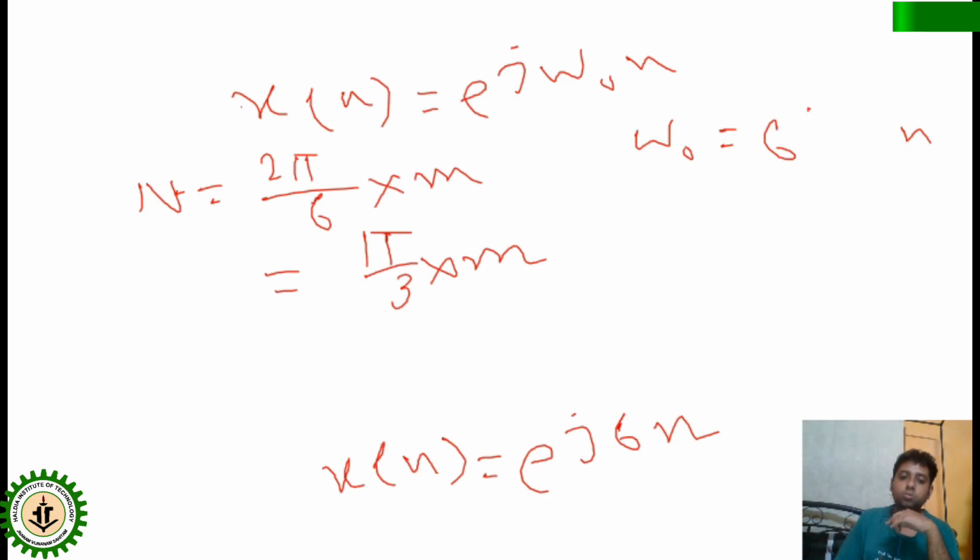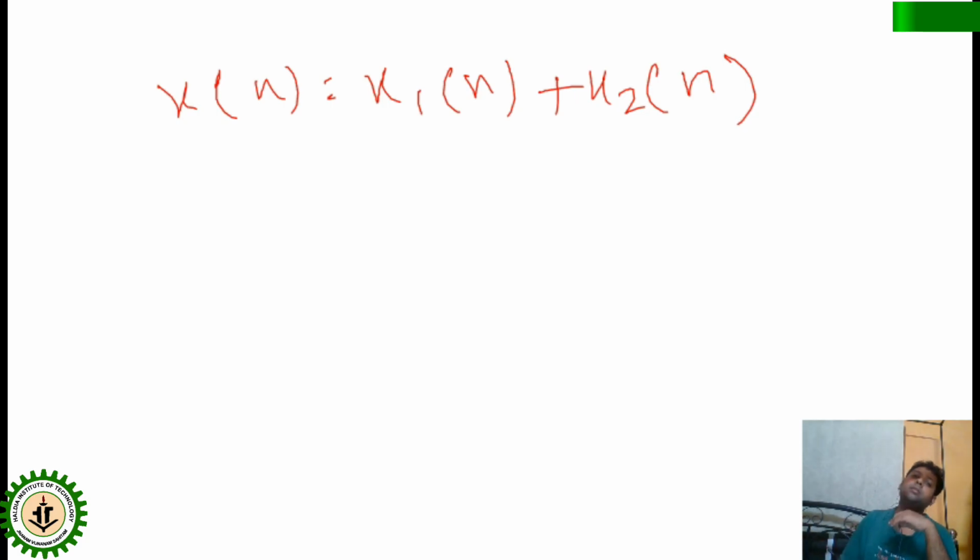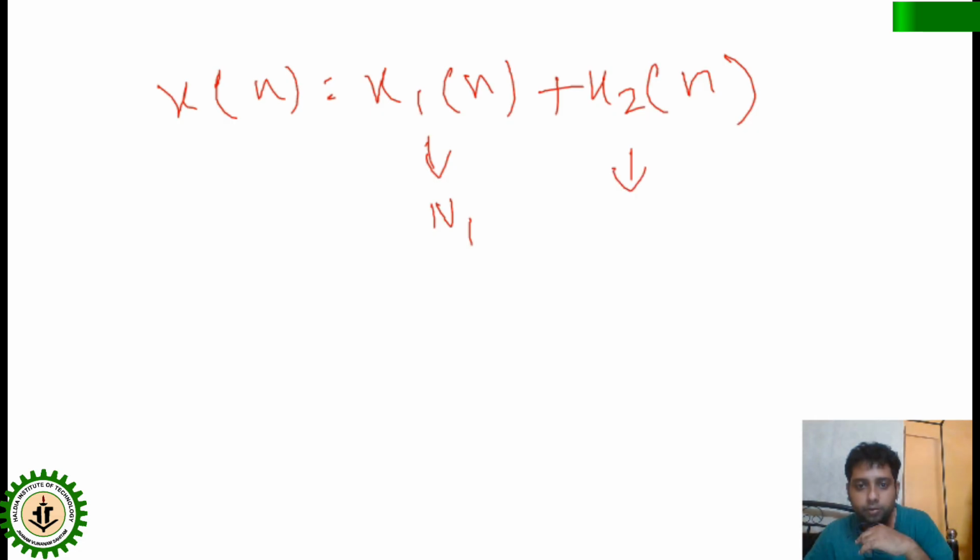Now we will study another numerical, that is the summation of two signals. Now the two signals are there. Suppose xn is equal to x1n plus x2n. Now it has been asked to check whether the signal is periodic or not. If periodic, find the fundamental period. For that, first we need to find the fundamental period of x1n, that is n1, and similarly the fundamental period of x2n, that is n2.